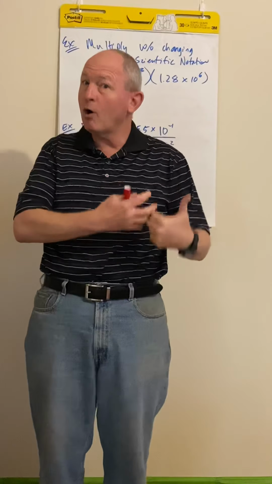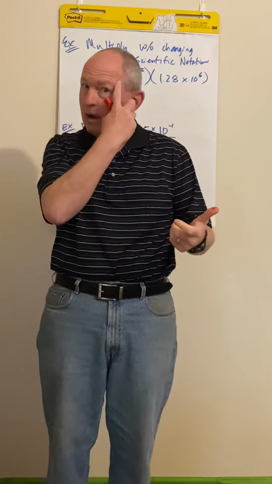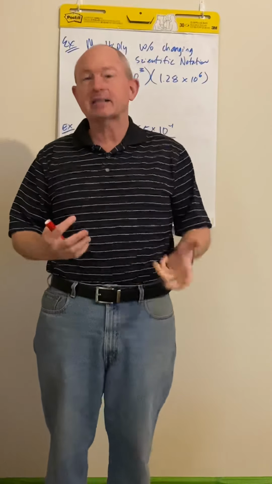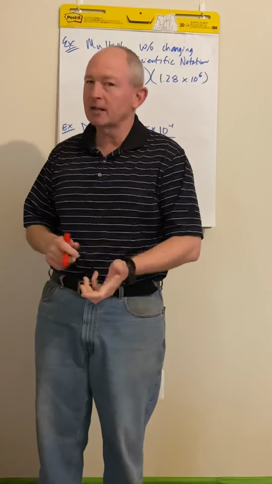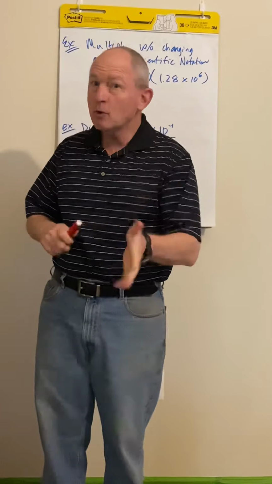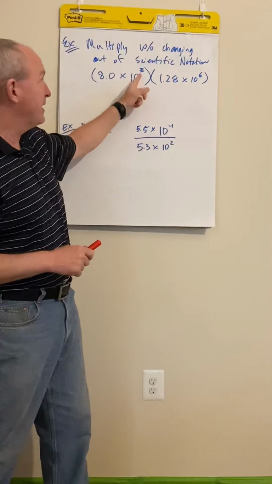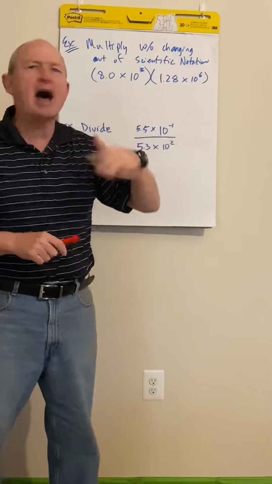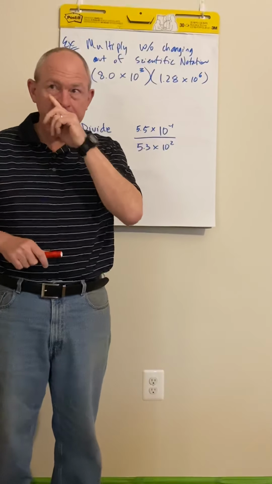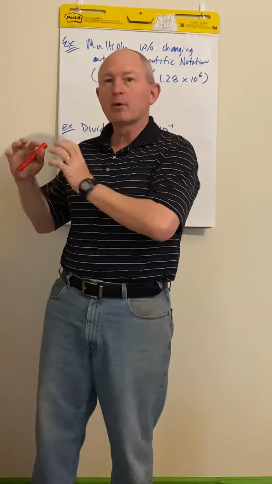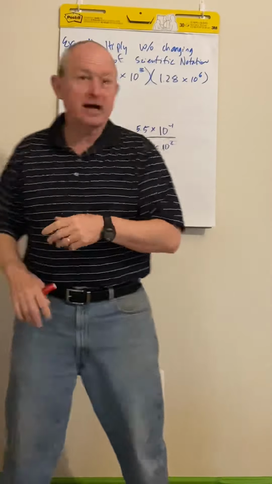But remember, when you multiply 10 to a power times 10 to another power, all you really have to do is add the exponents. So it's kind of neat, kind of easy. It's a lot easier than it looks. What you don't do is use FOIL here, because it's not A plus B times C plus D. It's not that, because those are not plus signs. Those are multiplication symbols.